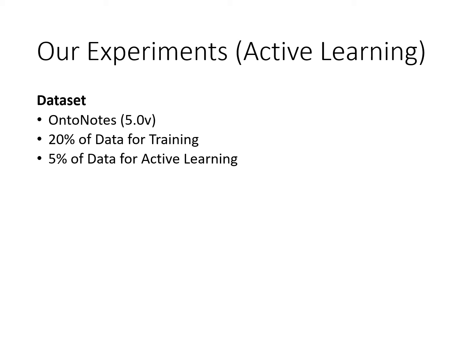Our experiments are set up on the NCBI dataset, of which we use 20% of the data for training. After we train our network, we ask the oracle to give us labels of 5% more data based on either uncertainty sampling or a random sampling based approach.